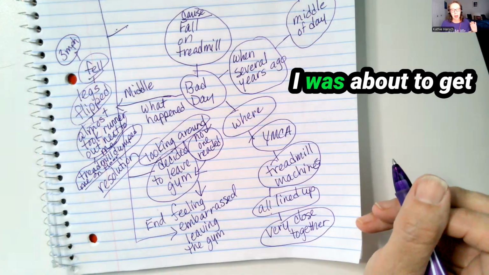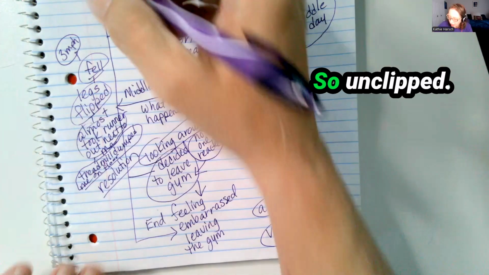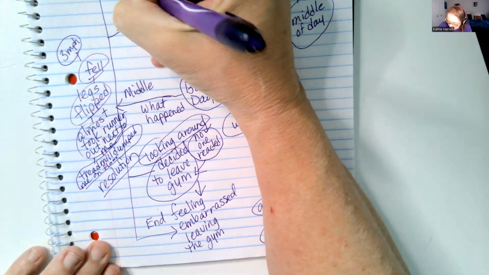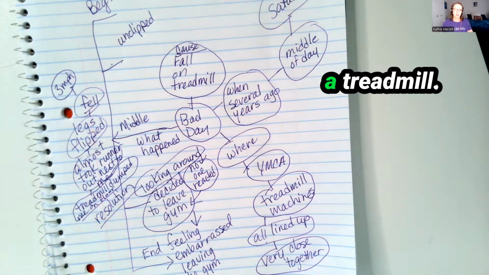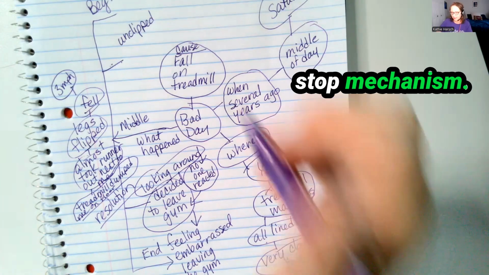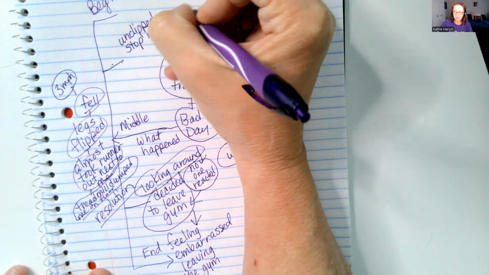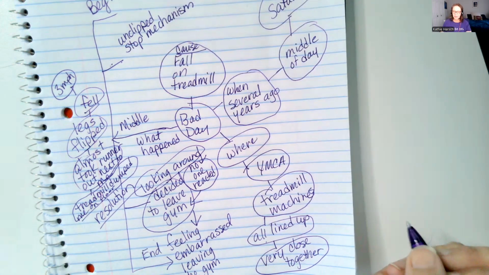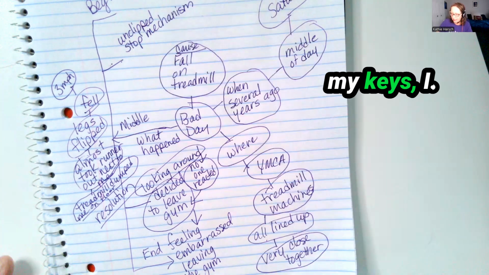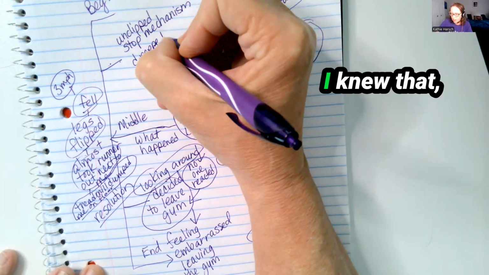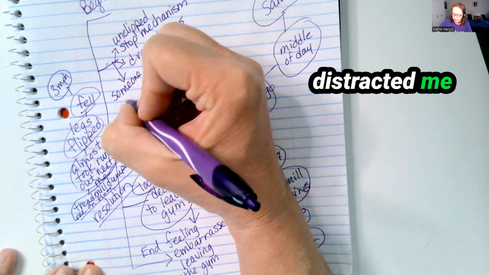All right. I was about to get off the treadmill, but I unclipped myself. So, unclipped, because there's this little stop mechanism that you clip to yourself on a treadmill. I unclipped the stop mechanism. Something caused me to do that. And I'll talk about that up here. And then I dropped my keys and I knew that, but somebody came up and pointed to it. Someone distracted me.